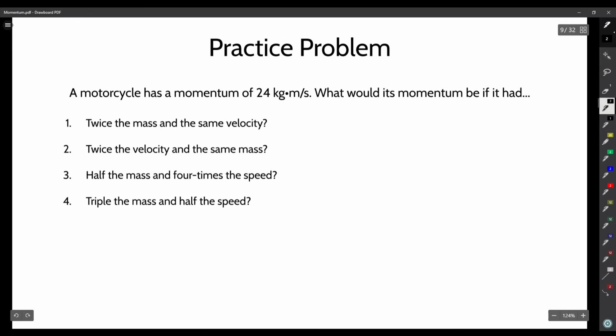This is relatively simple. A motorcycle has a momentum of 24 kilogram meters per second. What would its momentum be if it had twice the mass and the same velocity? Well, we know our basic formula. Let me write it up here. So for this scenario here, we would have the momentum equals twice the mass times the velocity. Now, because this is just a simple multiplication relationship, it doesn't really matter if the 2 is multiplying the m or the v. The order doesn't really matter.